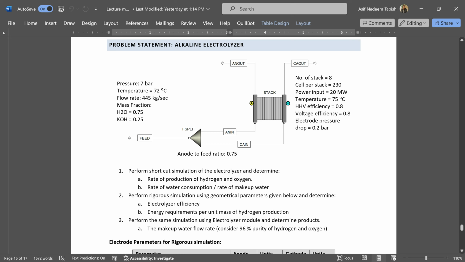Having these specifications, you are asked to perform a shortcut simulation of the electrolyzer to determine the rate of production of hydrogen and oxygen. Hydrogen is produced at the cathode, whereas oxygen is produced at the anode. Also, you are asked to determine the rate of water consumption, or the rate of makeup water.